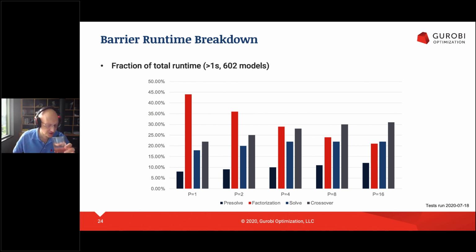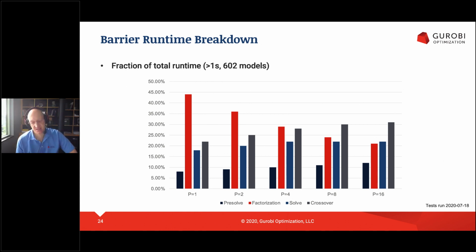And I didn't say much about the crossover algorithm before. So what is the crossover algorithm? Well, to a first approximation, it's basically simplex. So you have a basis, you're pivoting columns in, you're pivoting columns out. Computationally, it looks just like simplex. And indeed, it has very limited opportunities for parallelism. So on 16 cores, the dominant cost of barrier is actually crossover, simplex. So 30% on average of the runtime goes to simplex.